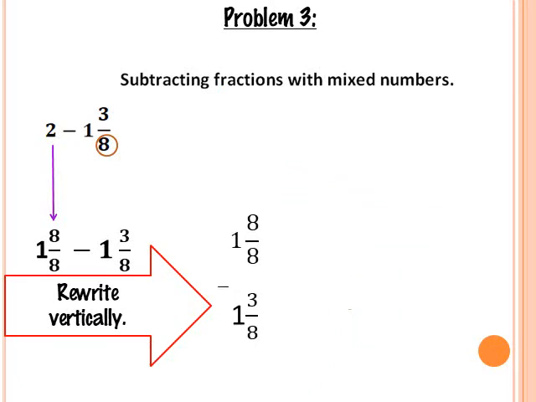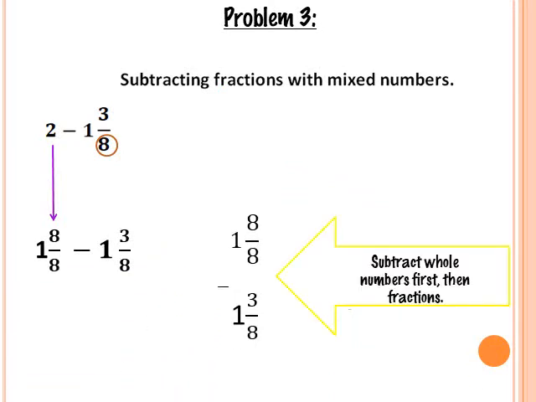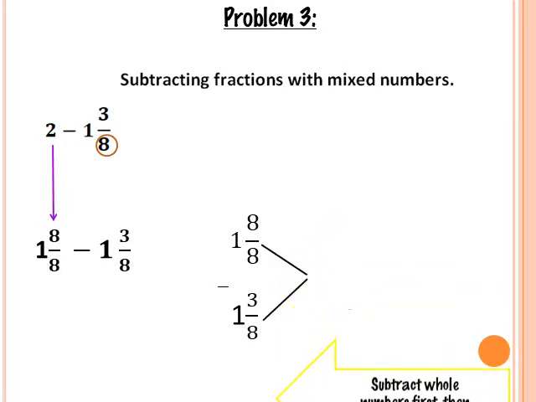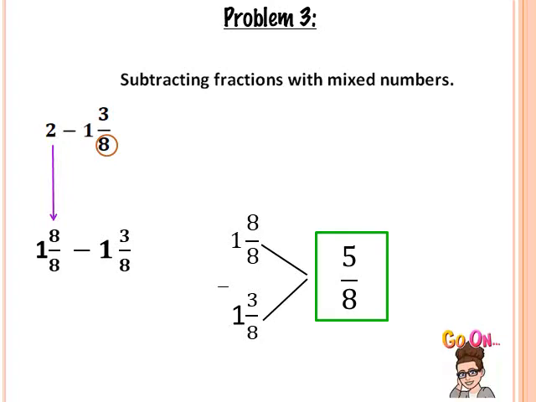1 and 8/8 minus 1 and 3/8. Go ahead and subtract those whole numbers first. 1 minus 1 is going to give you 0. 8 minus 3, which is the next part, which is our fraction, you're going to get 5. Your final answer is actually going to be 5/8. You don't need to say 0 and 5/8, but if you do, it's okay, but it's 5/8.